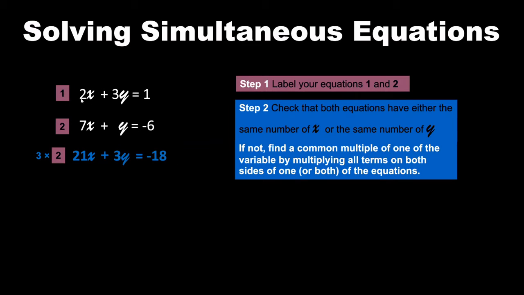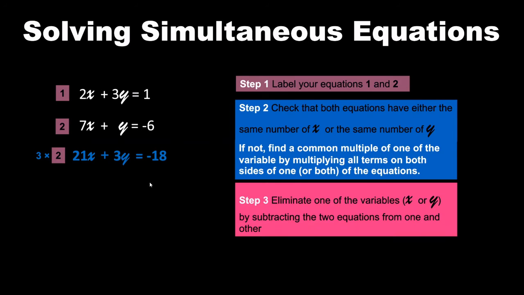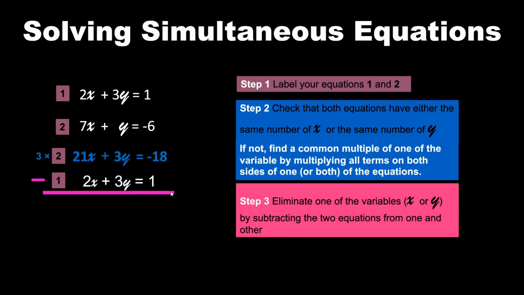Now I can see that equation 1 and 3 times equation 2 do have the same number of y's. We've got the same coefficient in front of our y term. So step 3, just like before, is to eliminate one of the variables, either x or y, by subtracting the two equations from one another. That's not subtracting equation 1 and equation 2. That's subtracting the two equations that we sorted out in step 2 that have the same coefficient for one of the variables. So I'm going to rewrite equation 1 underneath this. Lined up nicely, I can see that I've got the same number of y's. So let's go ahead and do that subtraction now.